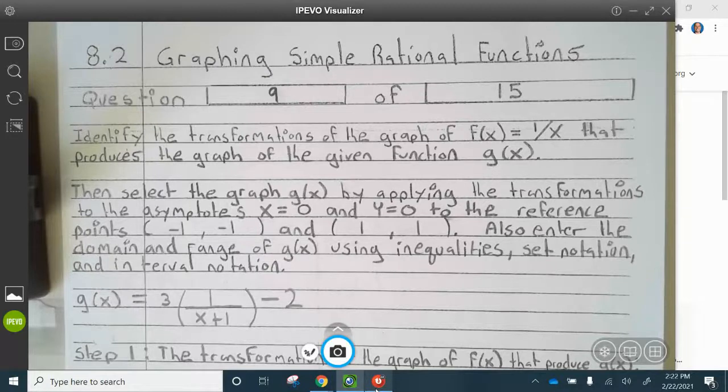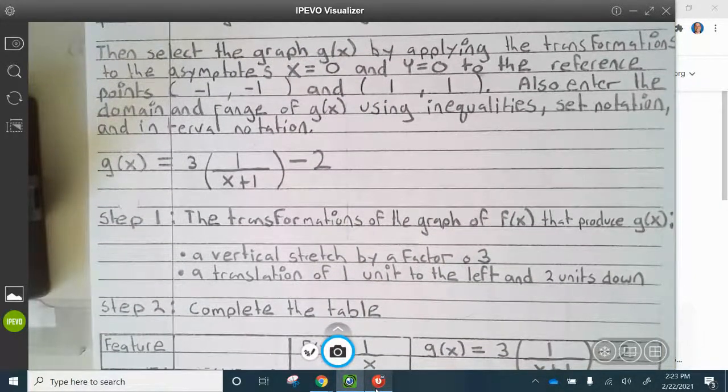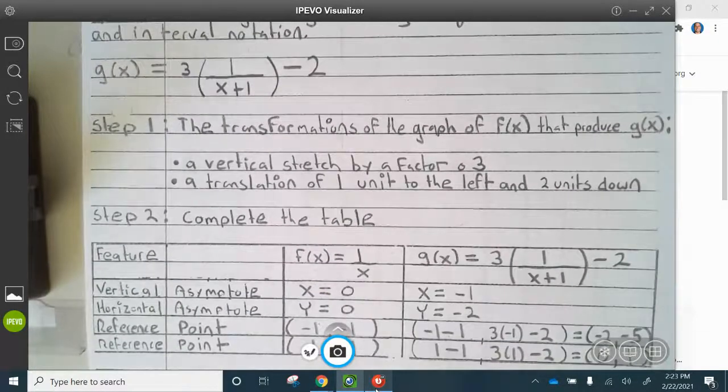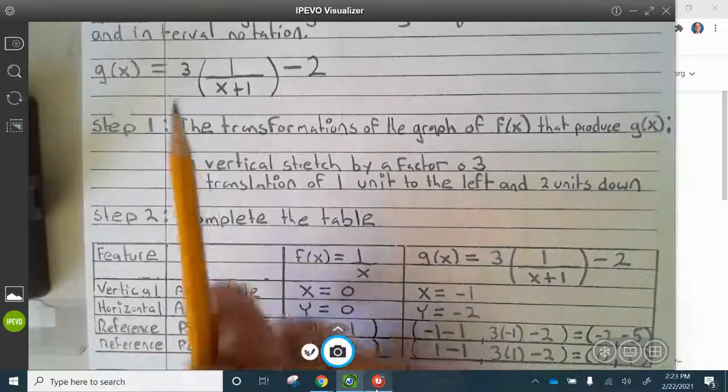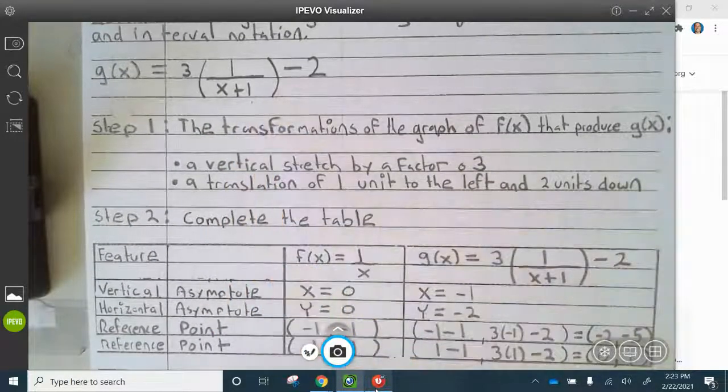Step 1. The transformations of the graph of f of x that produce g of x are vertical stretch by a factor of 3, and that's because of the number right there. A translation of 1 unit to the left, which is right here, and 2 units down is right here. All right, step 2, complete the table. When f of x equals 1 divided by x, the vertical and horizontal asymptotes are x equals 0, y equals 0. Our reference points are these.